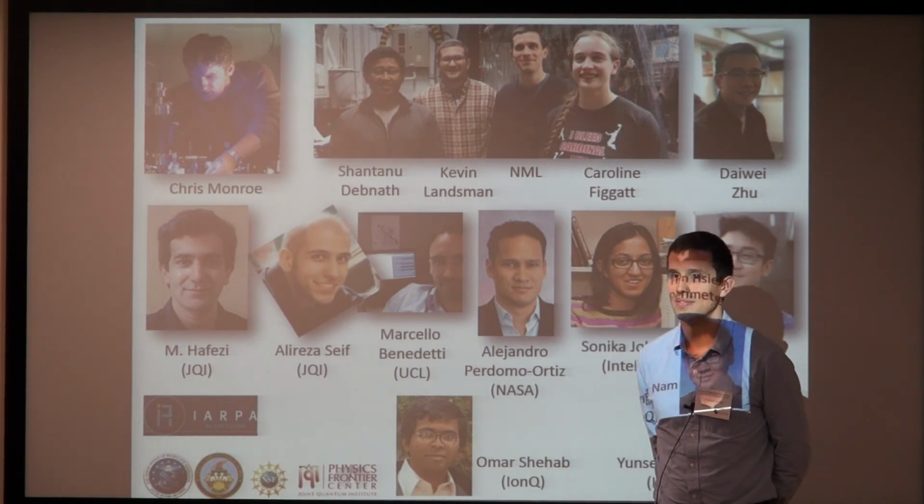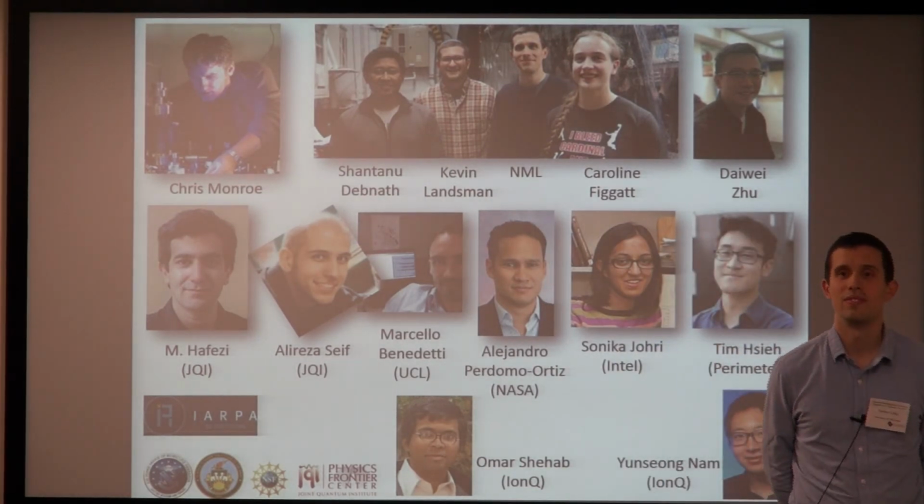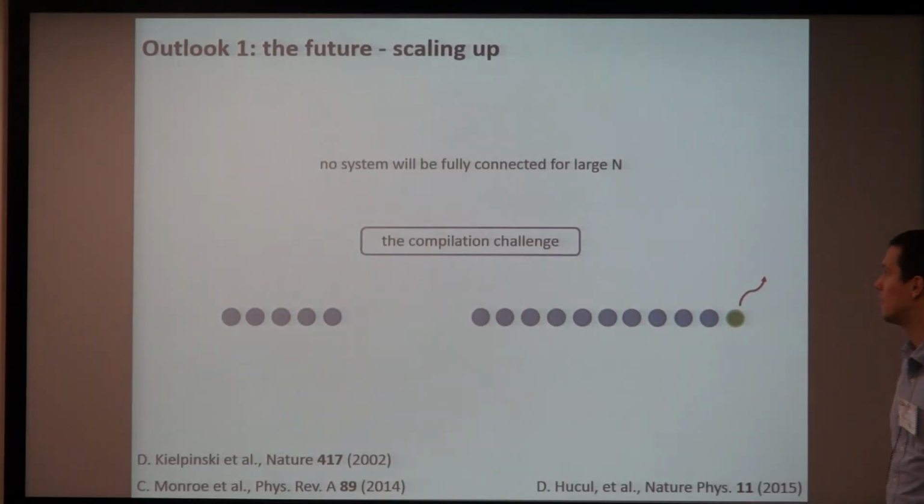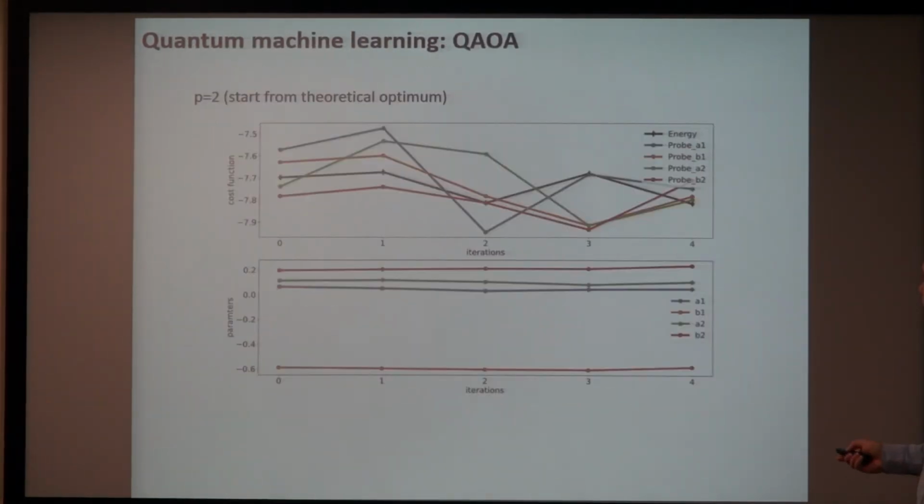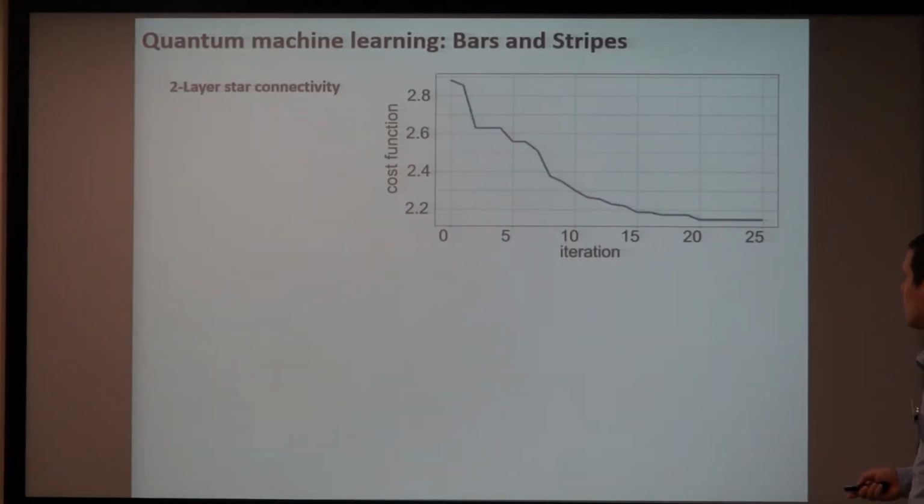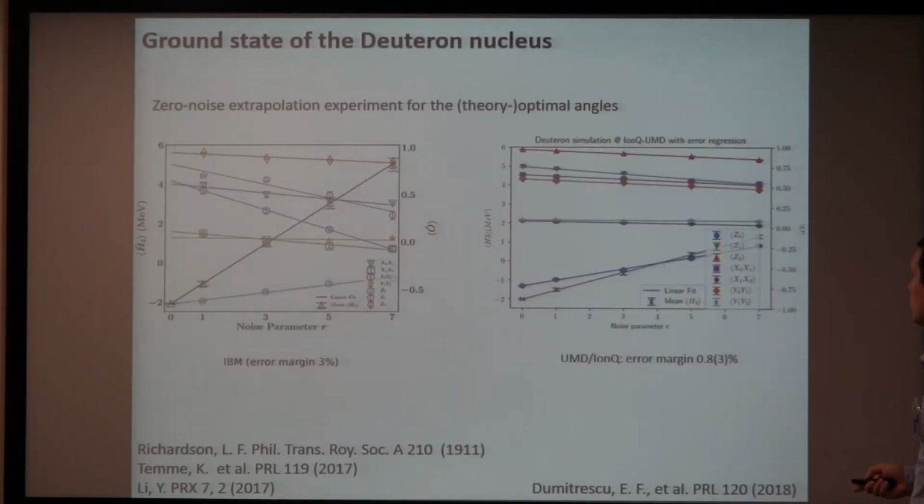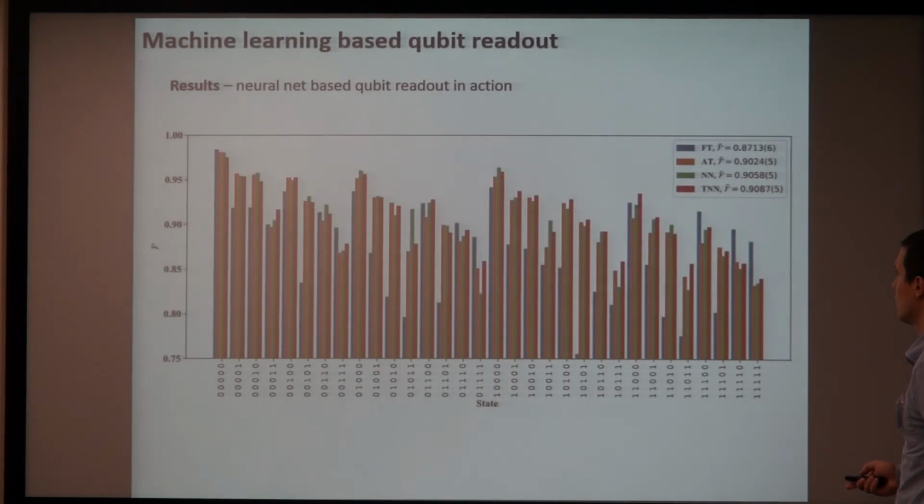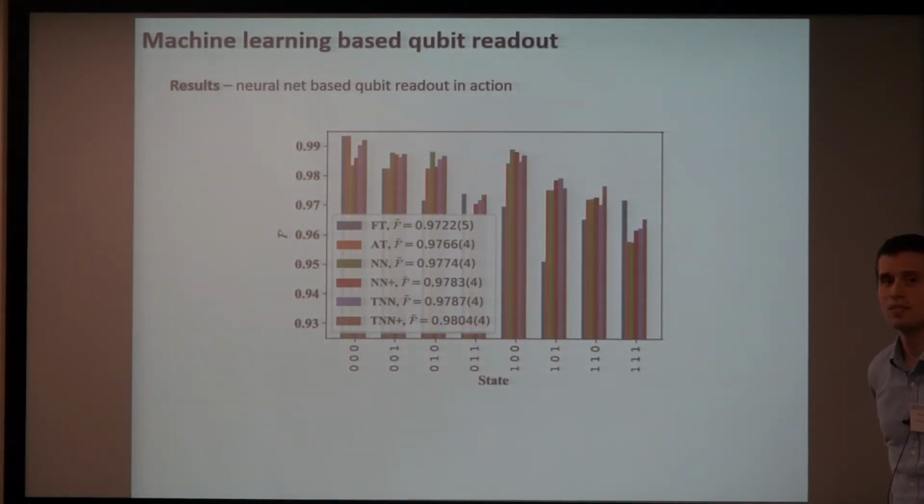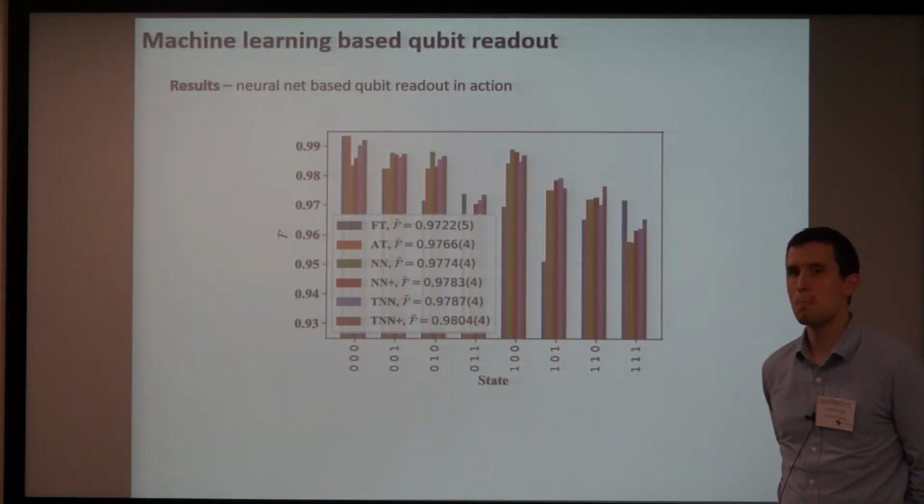Any further questions? Could you go back to the slide where you used machine learning and neural networks to distinguish between 0 and 1 states? My question is, how do you say if the error is in the state preparation or if it's because of the machine learning?